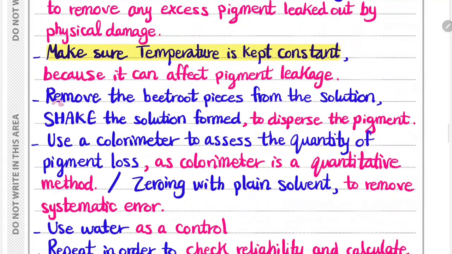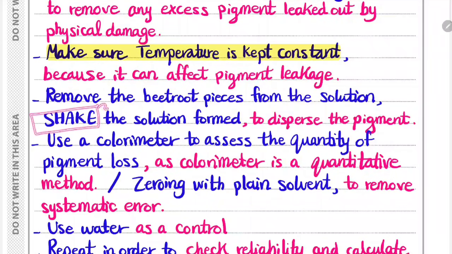Secondly, we have to remove the beetroot pieces from the solution. Of course, I need to remove them in order to measure the color intensity. I don't need to keep the beetroot in its position. It has to be removed from whatever container it was inside. We remove the beetroot pieces from the solution.